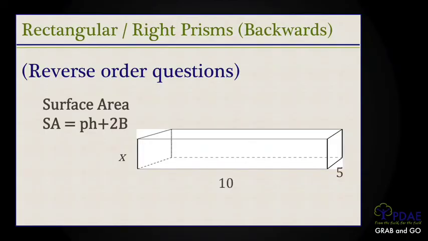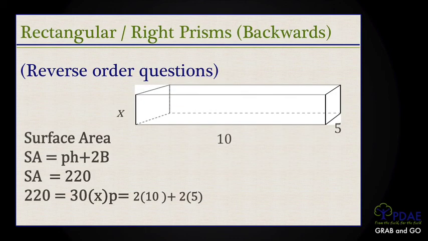Now sometimes on the GED, they'll be a little tricky, and they have what they call reverse order problems, or what I call backward problems. We're going to use the same formula and plug in the numbers that we know. Using algebraic operations, we'll solve for x, which appears to be the height that's missing in this rectangular prism problem. We know that the surface area here is 220. In a reverse problem, they will give you the surface area. So we're going to plug in what we know.